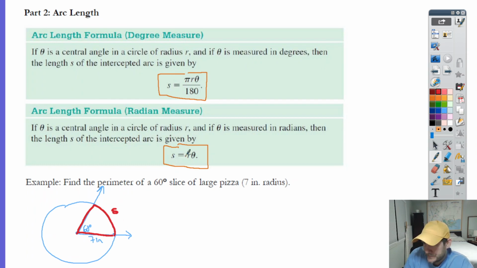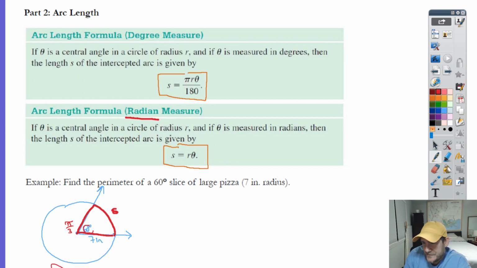Well, that's what this formula is for, s equals theta times r. The only problem with this formula is this formula literally only works when you're in radian mode. Luckily, 60 degrees converts pretty easily to radians. In fact, we just did it on the last slide. It was pi over 3. And again, just to work it, it was pi over 3 because we're multiplying by pi over 180. And we were able to reduce. Those both divide by 60. There's your 1 pi over 3.